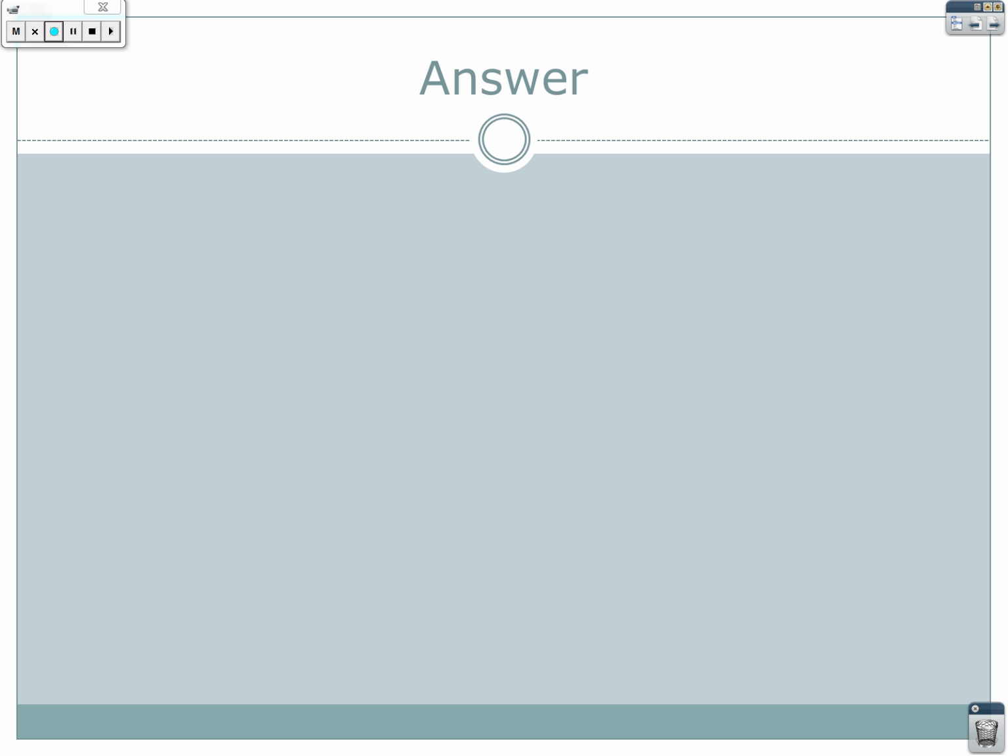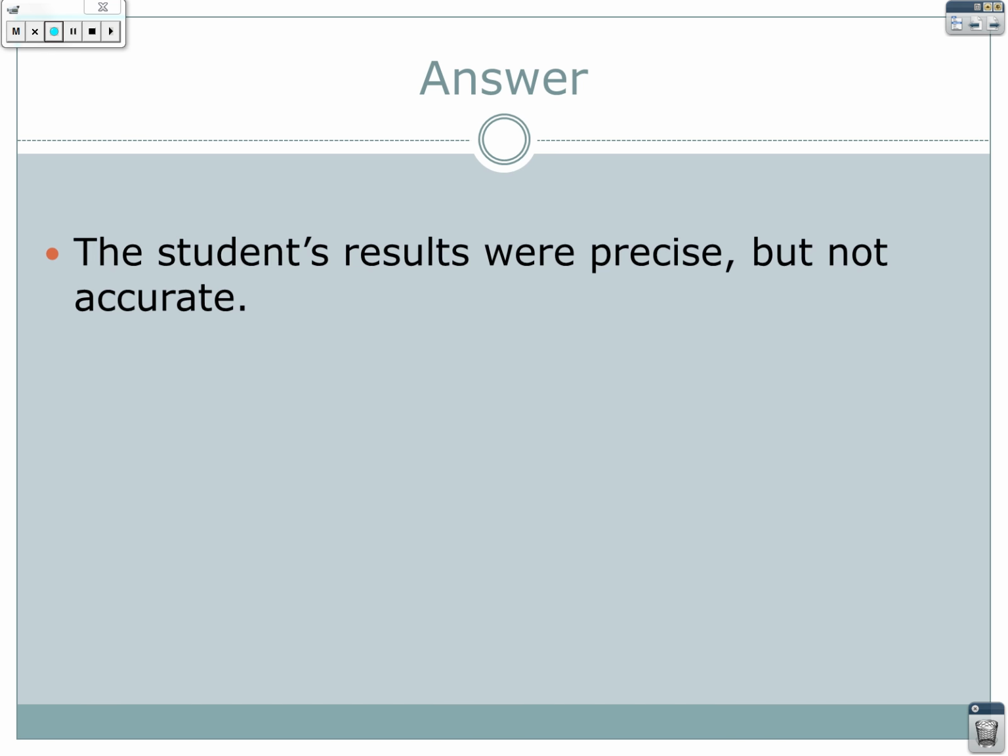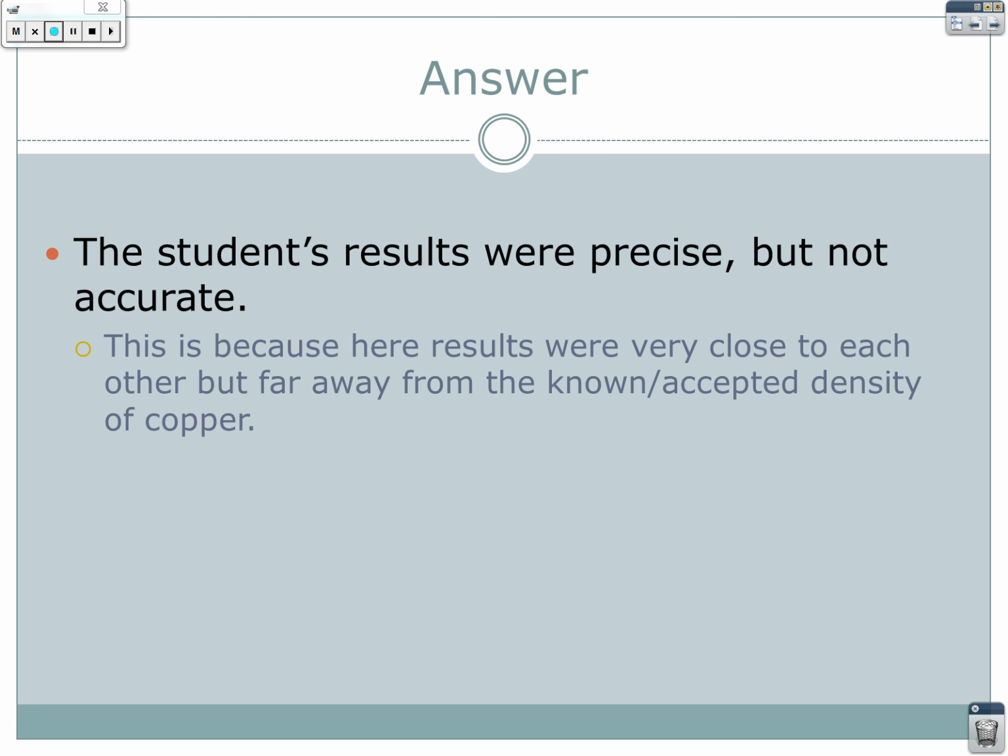Alrighty, so I hope you've thought about the data and about determining whether it's precise, accurate, both, or neither. The answer is that the student's results were precise but not accurate. Her results were very close to each other, giving her precise, repeatable results. However, they were further away from that known or accepted density, so they couldn't be considered accurate. She got very repeatable results for the density of copper, but the density she calculated was not close to the actual density, so it was not accurate. She was precise, but not accurate.